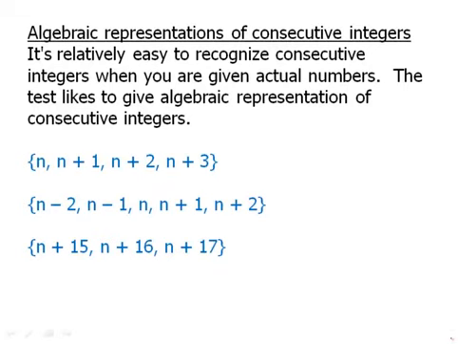So we're going to represent consecutive integers using algebraic notation, using the variable n, where n could be any integer at all. And if n is any integer, all 3 of these sets are sets of consecutive integers. So for example, let's pick n equals 10. That first set would be 10, 11, 12, 13, 4 consecutive integers. The second set would be 8, 9, 10, 11, 12. That would be 5 consecutive integers. And if n equals 10, the third set would be 25, 26, and 27. That would be 3 consecutive integers.